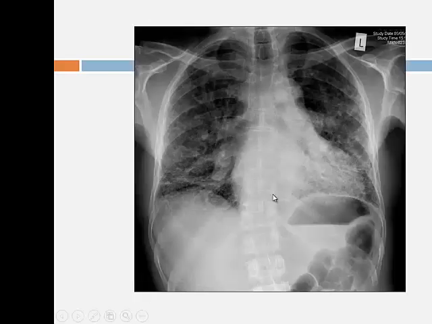Okay, so you can see obviously this is abnormal lungs, and you can try to identify whether it's an interstitial pattern or an airspace pattern, as Karen talked to you a little bit about earlier.